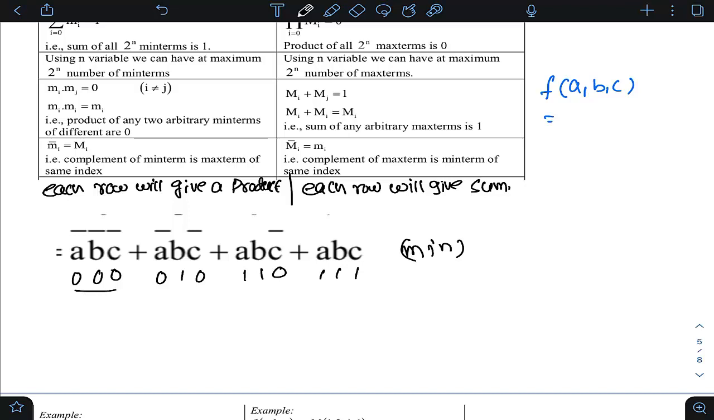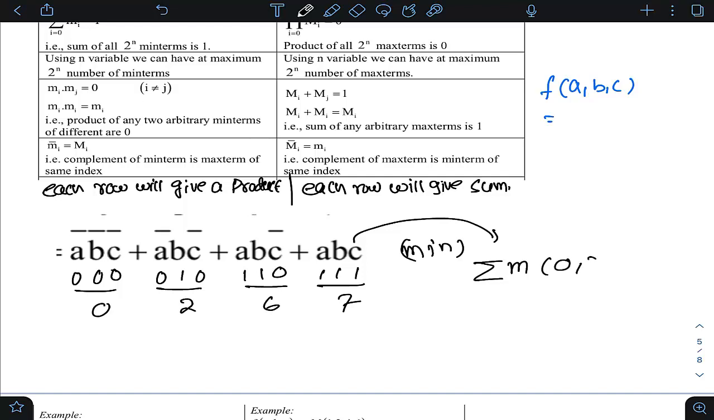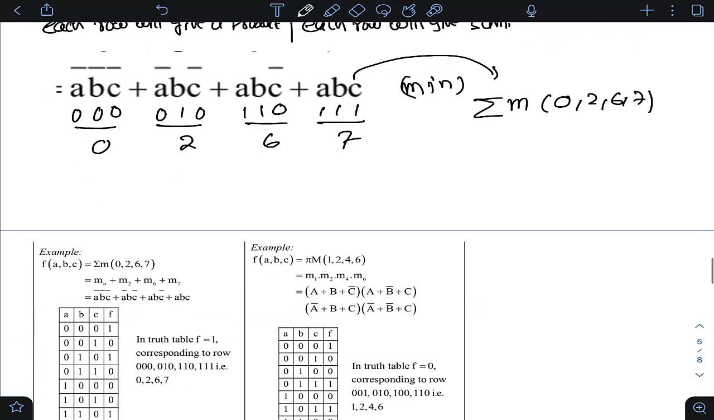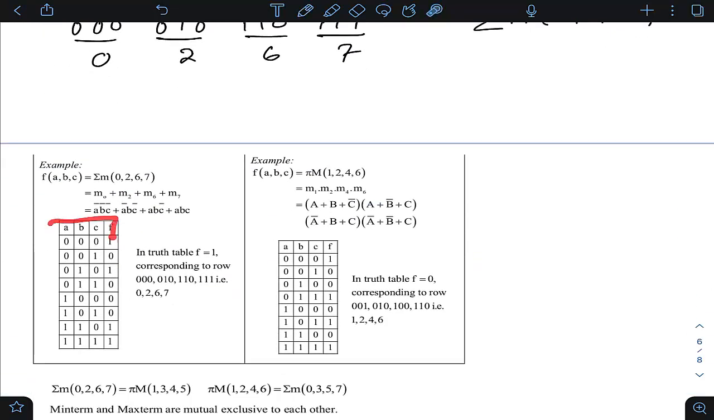What is the decimal equivalent of all these binary combinations? It is 0, it is 2, it is 6, it is 7. So this expression, we can write using the minterm notation, where small m is used. And what are the numbers we got? 0, 2, 6, 7.